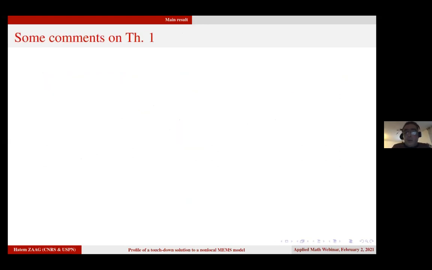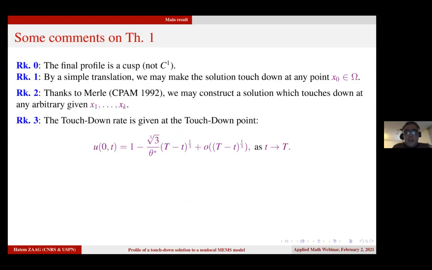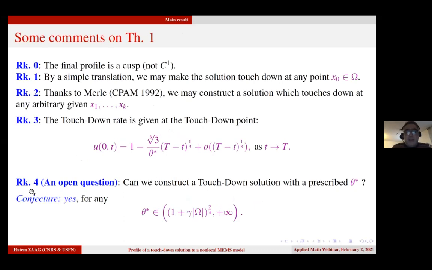Well, we don't know, but we think that this is possible, in fact, and we make this conjecture, yes, but not for any theta star, maybe starting from some minimal theta star.